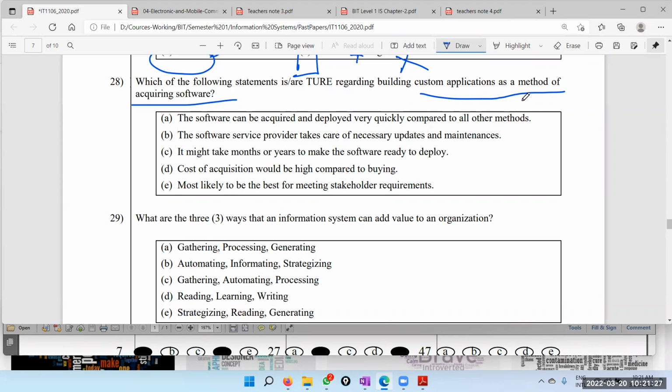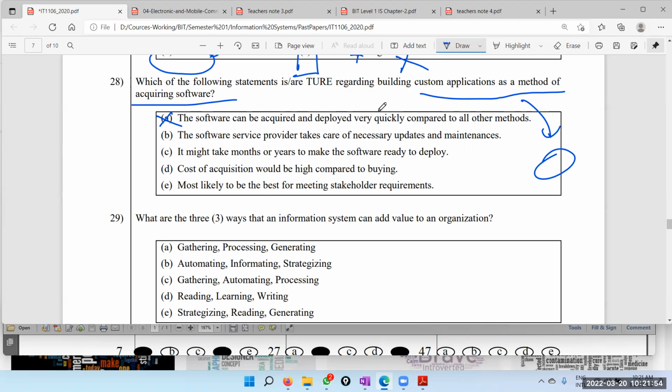And also it is going to fulfill our requirements more specifically, but it will take more time. The cost will be higher, okay? And we have more control here. The software can be acquired and deployed very quickly. No, because we have to build it. The third party has to build it for us. The software service provider takes care of necessary updates and maintenance. So that is debatable, right?